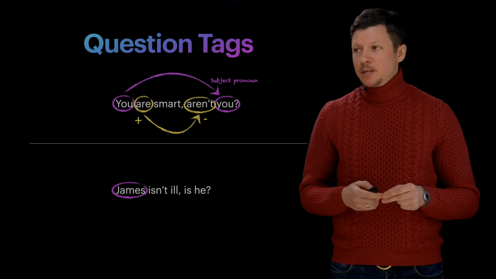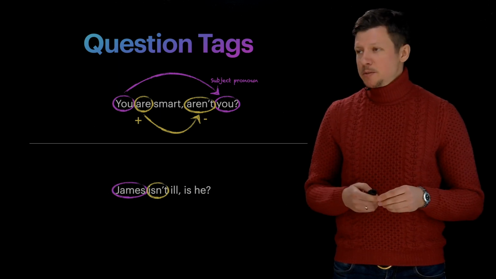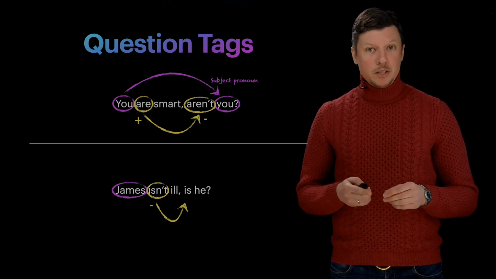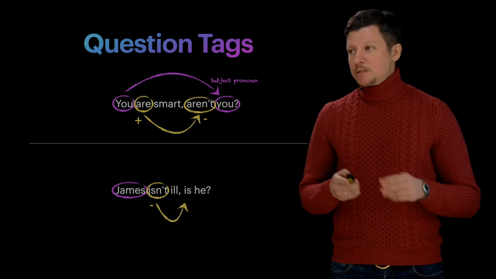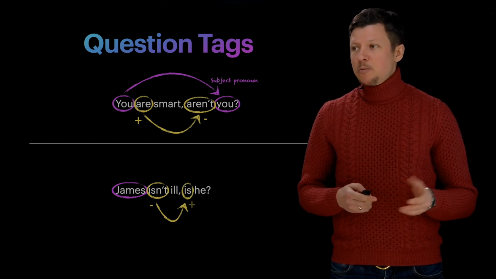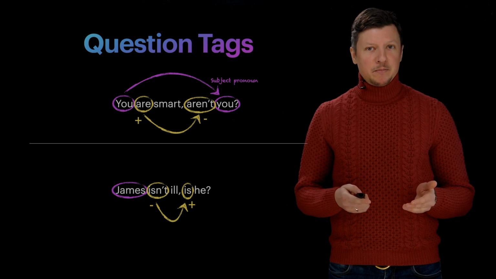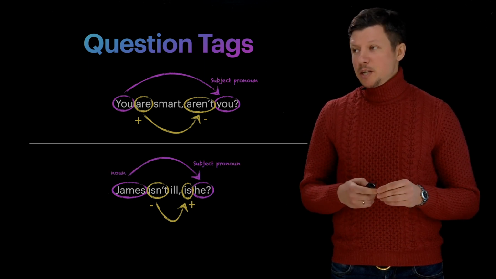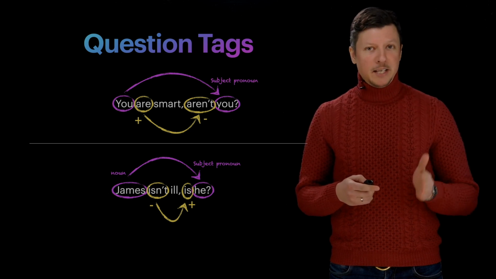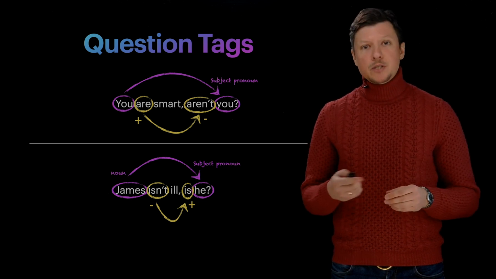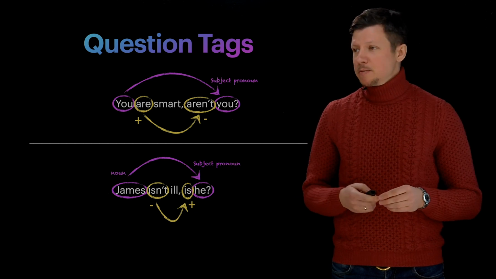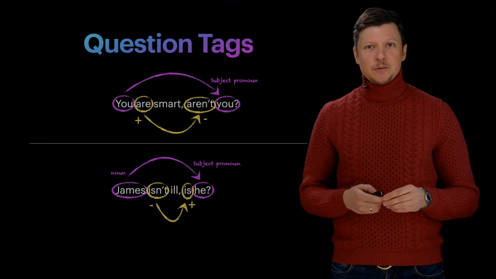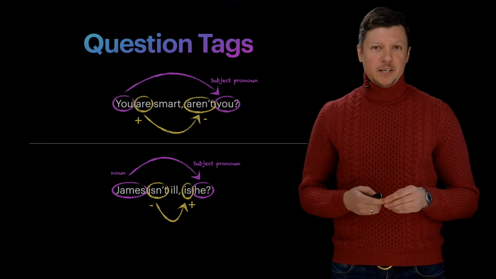Now, the second example is when we have a negative statement. James isn't, so that is negative. We need to turn it into positive. Isn't becomes is. And now we need to do something with James. We can't use James at the end of the sentence, so we will use the subject pronoun. So we turn the noun or the name of the person into a subject pronoun. And it becomes is he. So we just created two sentences using the question tags.